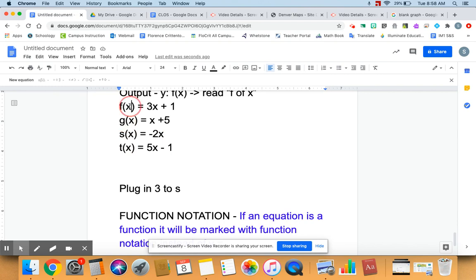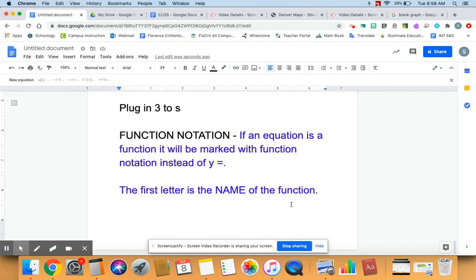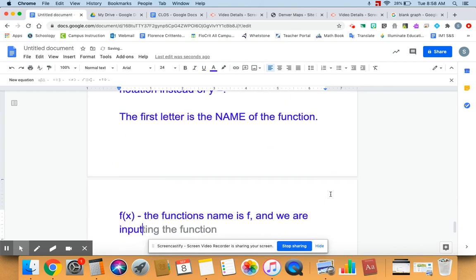The second letter, the one in the parentheses, tells you your input. So the way that this really works is f of x means the function's name is f, and we are inputting x.